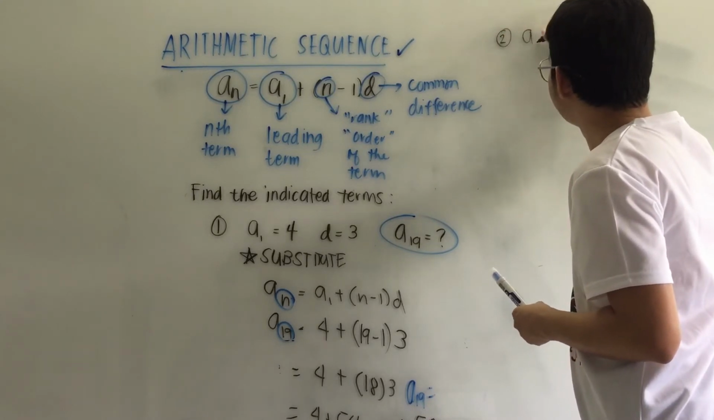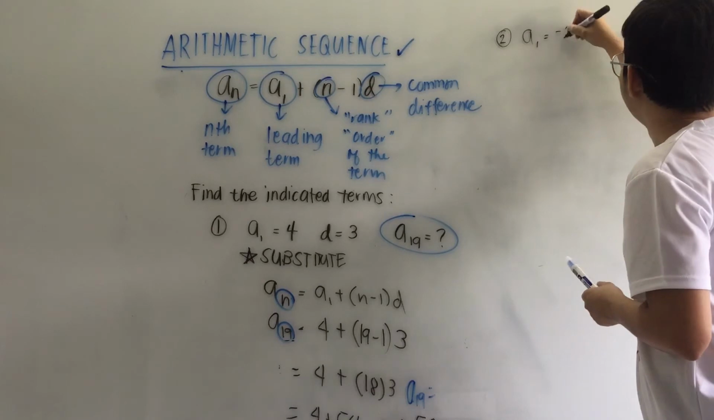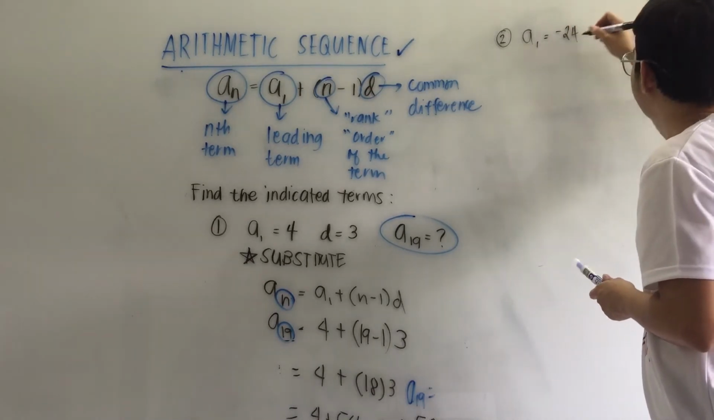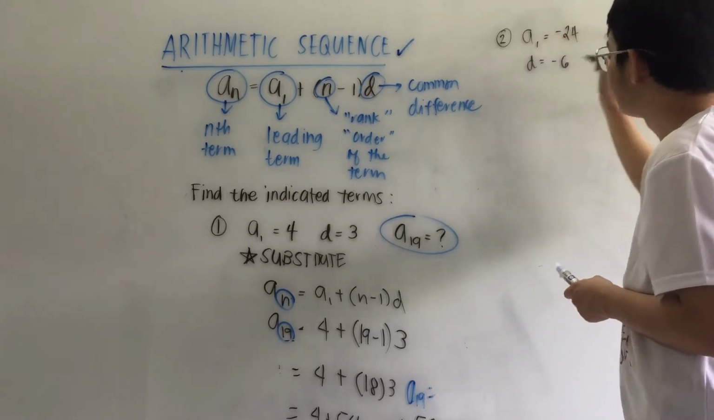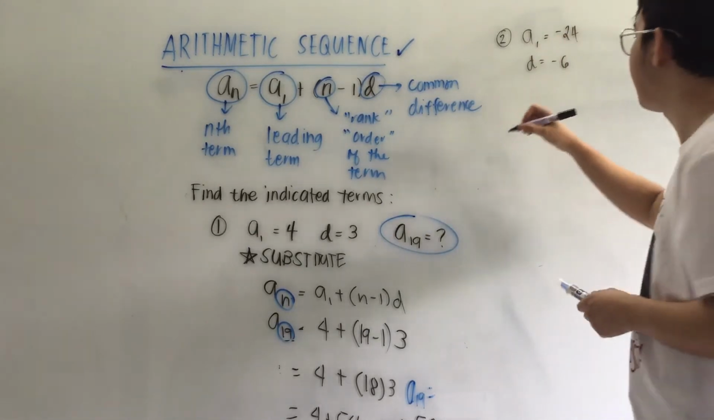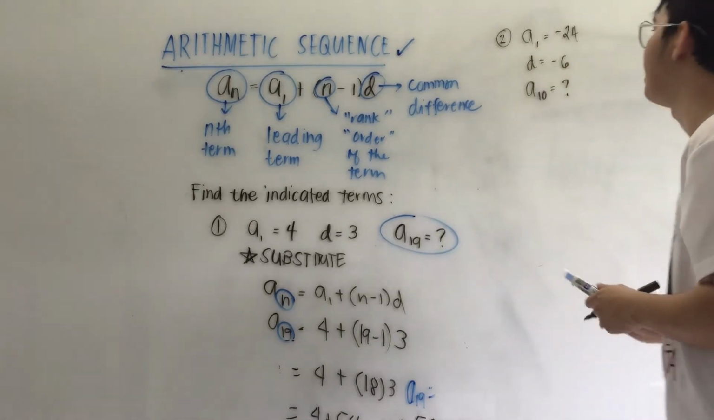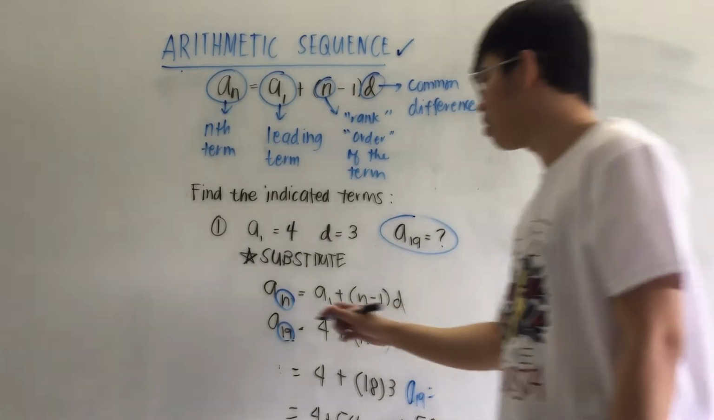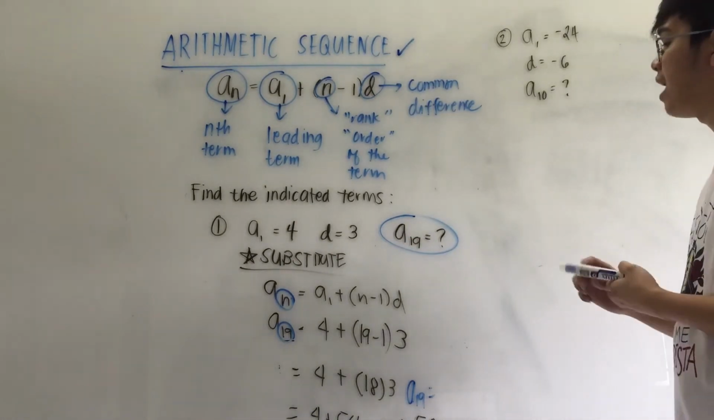What about if your a sub 1 is negative 24, and your d is negative 6, and you're solving for a sub 10? So how do we do this? Again, remember the star: substitute. Therefore, we just have to what?